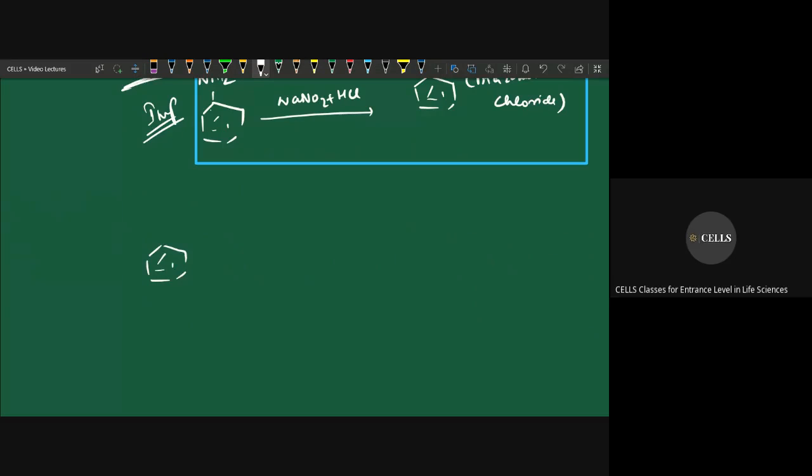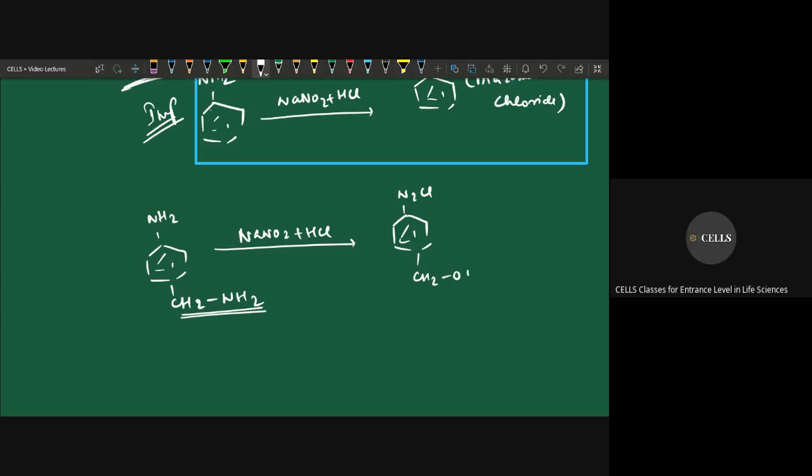So if you do this, what will be the answer? The answer will be, for this benzylated amine, N2Cl. This is an aliphatic amine, so it will be CH2OH. Important.